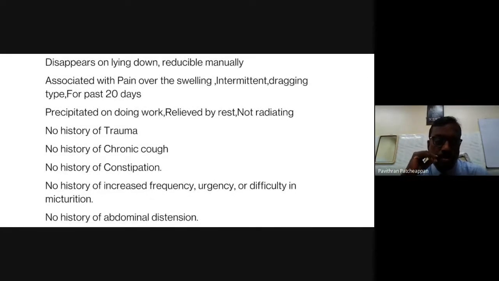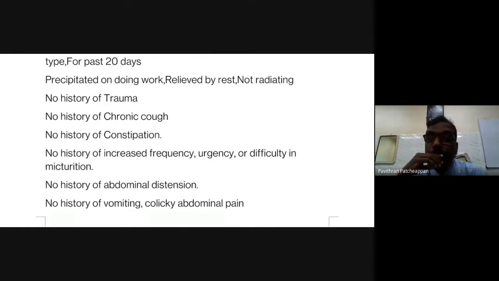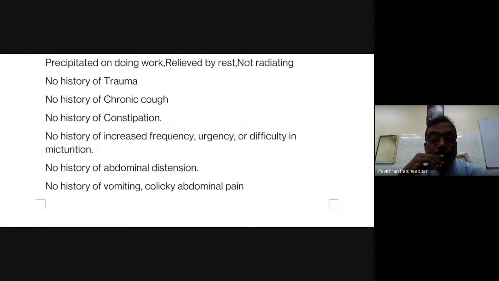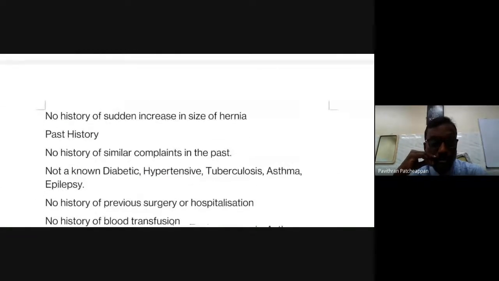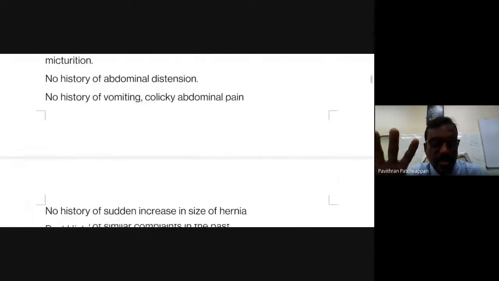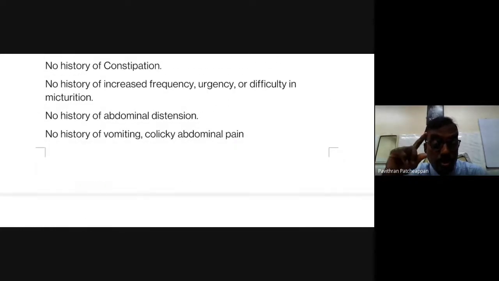There's no history of trauma, no history of chronic cough, no history of constipation, no history of increased frequency, urgency, or difficulty in micturition, no history of abdominal distension, and no history of vomiting, colicky pain, and no history of sudden increase in size of hernia. Very good. You have mentioned all that right, but the vomiting should be told first.